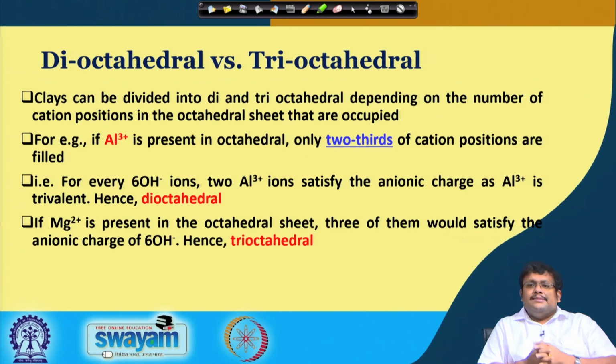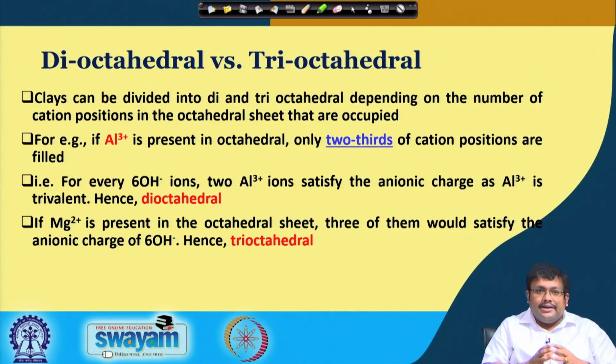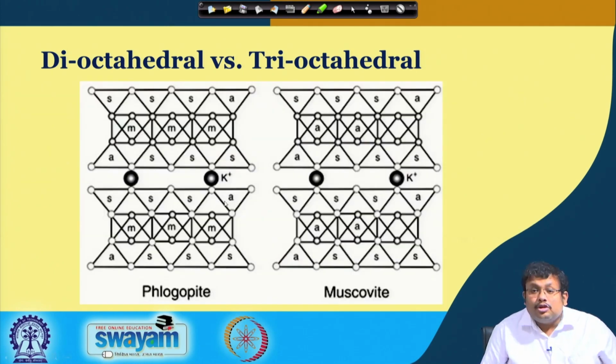So, one more thing comes to mind while we discuss the structure of clay minerals, that is dioctahedral and trioctahedral. You will encounter these terms frequently in the coming slides while we discuss the different types of clay mineral structure. So, what is the difference? Now, remember that clays can be divided into di- and trioctahedral depending on the number of cationic positions in the octahedral sheet that are occupied. For example, if aluminum is present in the octahedral sheet, only 2/3 of the cation positions are filled. If we go to the next slide, it will be more clear.